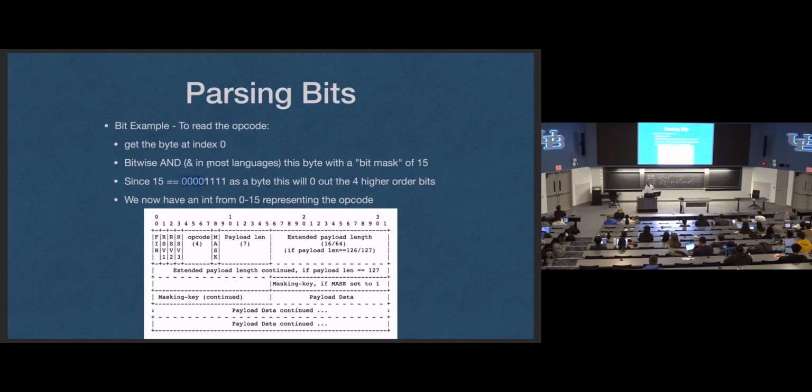But the 4 least significant bits will be whatever the 4 bits are for the opcode. Whatever these values are, if it's a 0, 0 AND 1 is 0. If it's a 1, 1 AND 1 is going to be 1. So it's going to perform a bitwise AND operation.